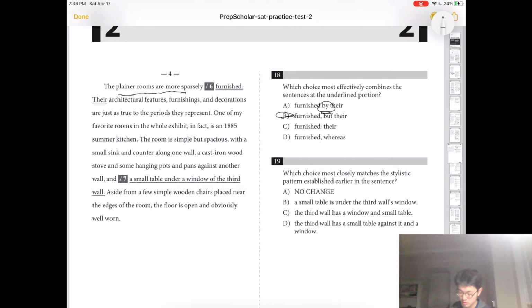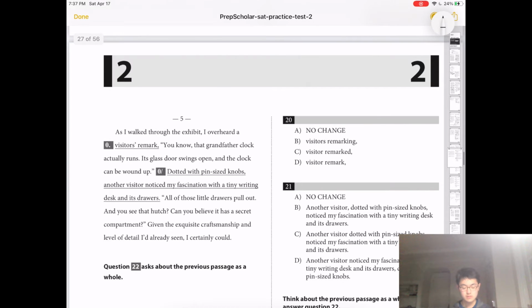Number 19, which choice most closely matches the stylistic pattern established earlier in the sentence? The room is simple but spacious, with a small sink and counter along one wall, a cast iron wood stove, and some hanging pots and pans against another wall, and a small table under a window of the living wall. It's no change because the pattern is something and something on the wall. It's like something and wall. It's not B because it ends with window. We don't want that. It's not C or D because they start with wall. We don't want that.